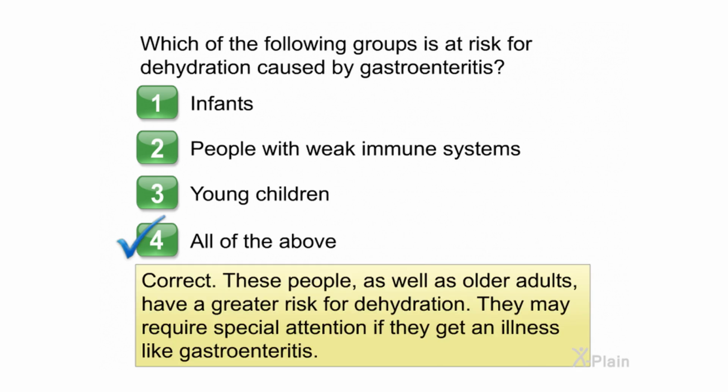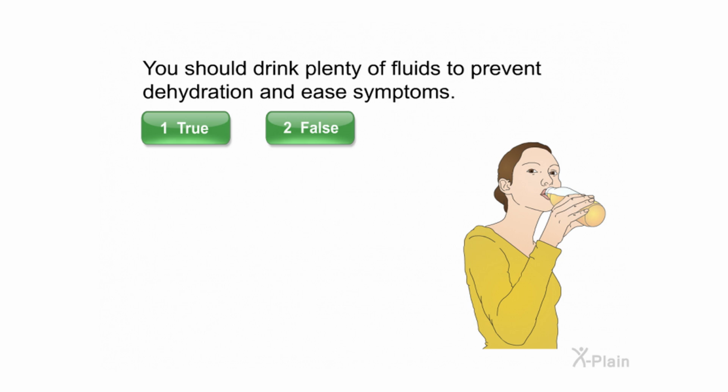Correct. These people, as well as older adults, have a greater risk for dehydration. They may require special attention if they get an illness like gastroenteritis. You should drink plenty of fluids to prevent dehydration and ease symptoms. Select true or false.